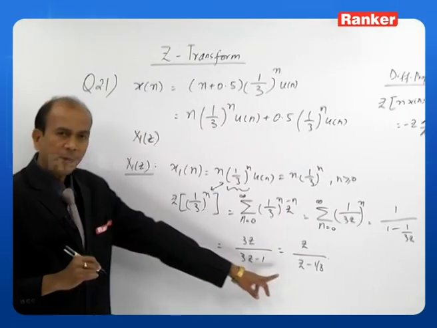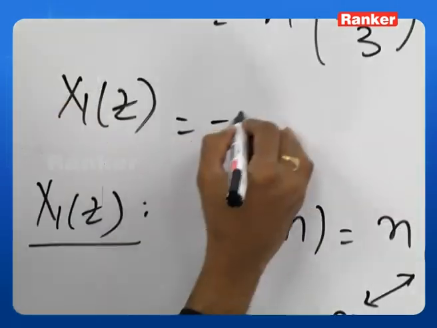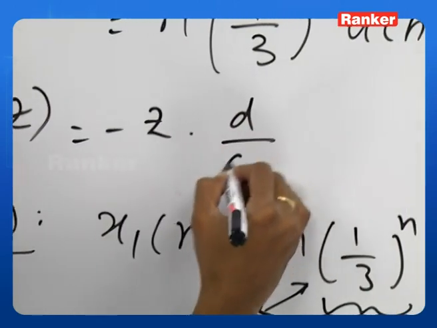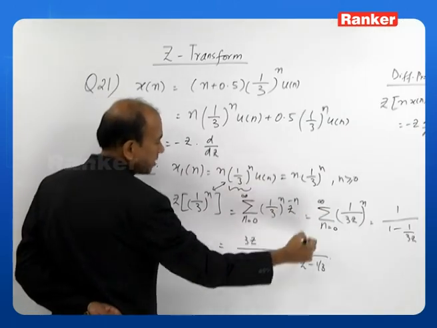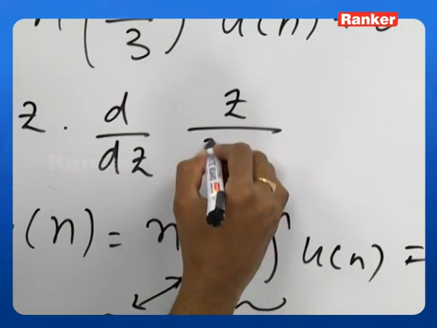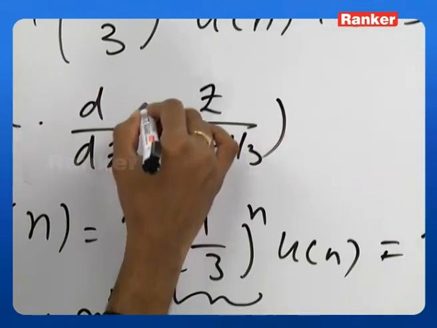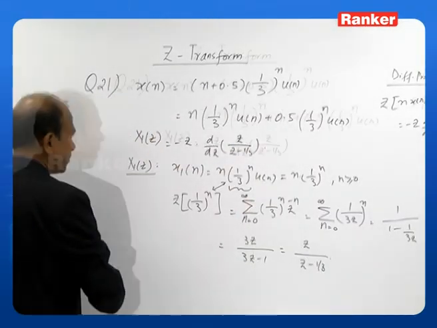x1 of z now will be minus z d by dz of, how much is that? z by z minus 1 by 3. So we have to calculate this.